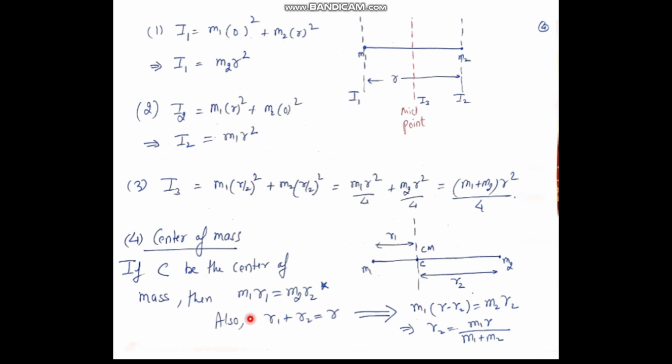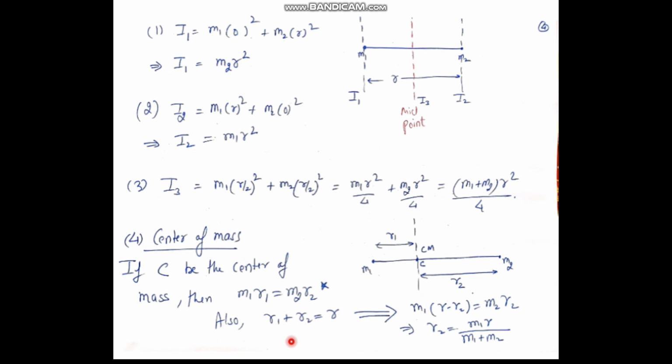This result has been dealt with in the topic of center of mass. So for that matter, you need to go through the topic center of mass. Over there, this result has been derived: m1 r1 is equal to m2 r2. Also from the diagram, you can see r1 plus r2 itself is equal to r.